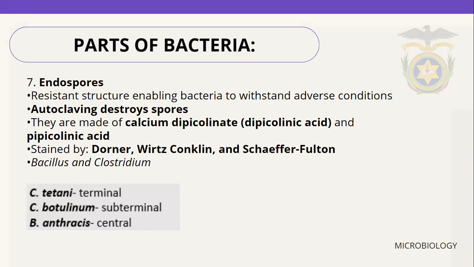So, guys, please remember that the spore in Clostridium tetani is found in the terminal part. For Clostridium botulinum, it's in the subterminal part, and for Bacillus anthracis, it's in the central part.